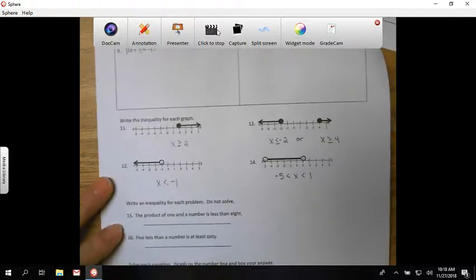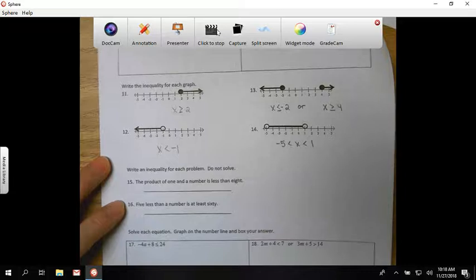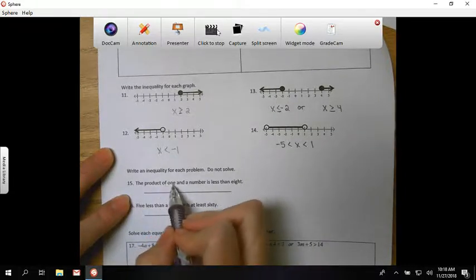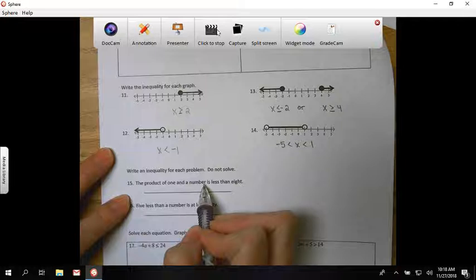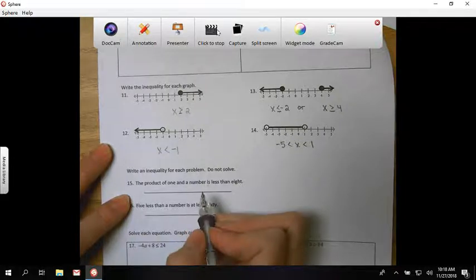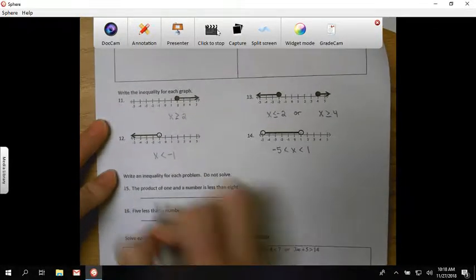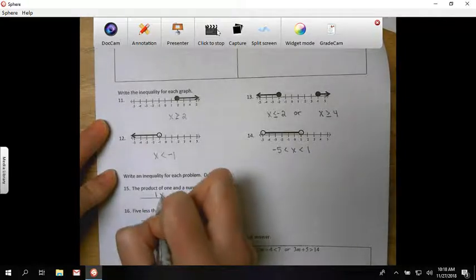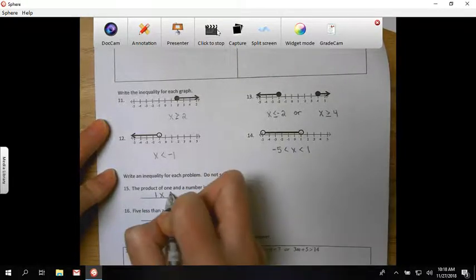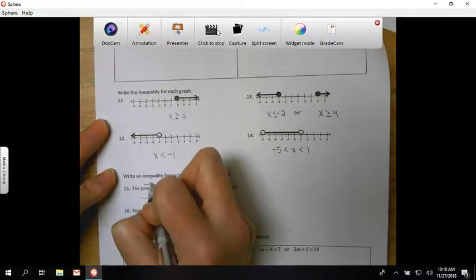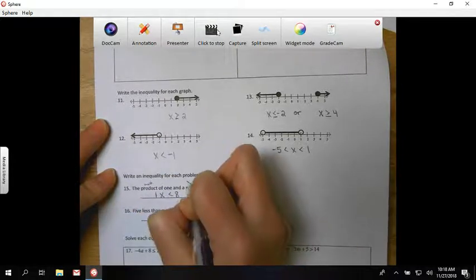on 15 and 16, you are taking the word problem and actually putting it into an equation. So the product of 1 and a number is less than 8. So remember that product means multiply. And a number is going to be our variable.